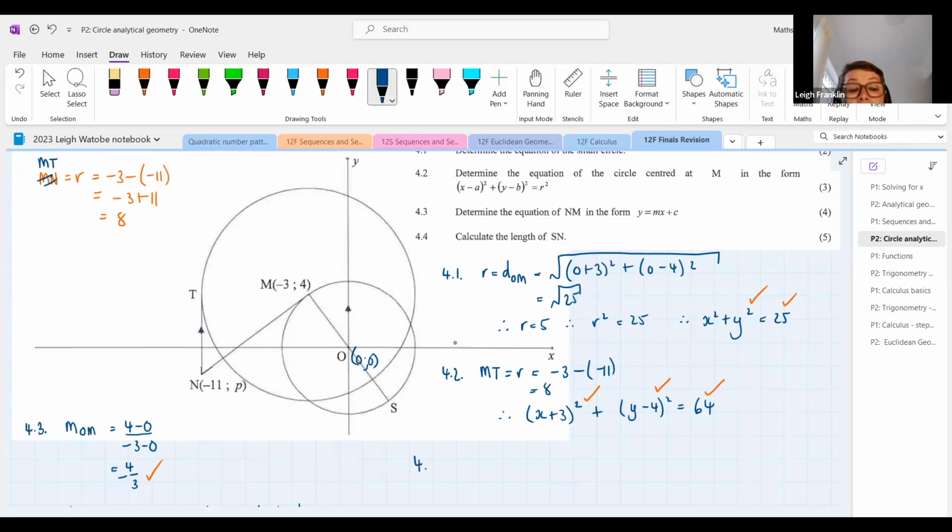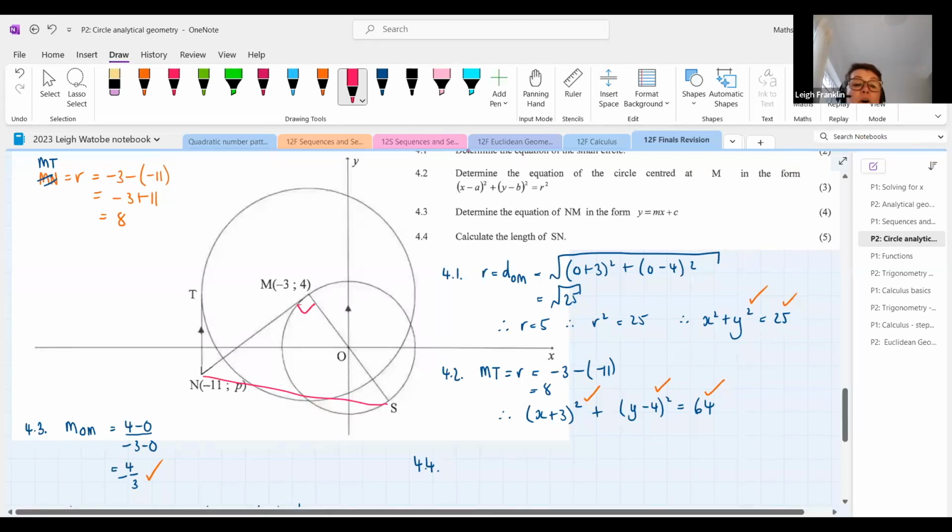All right, so now doing question 4.4. This is what I was saying to Gugu earlier. It's something that we overlook. Remember, we have got a right angle triangle, and if we connect S to N, we do in fact have a right angled triangle like so. Okay, so now working out the length of SN.